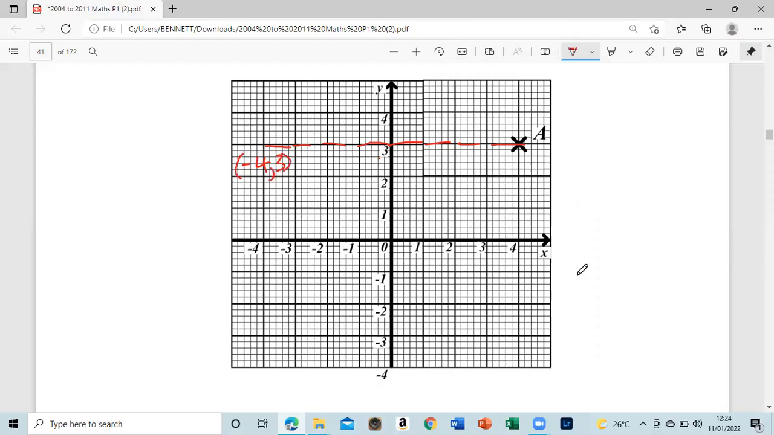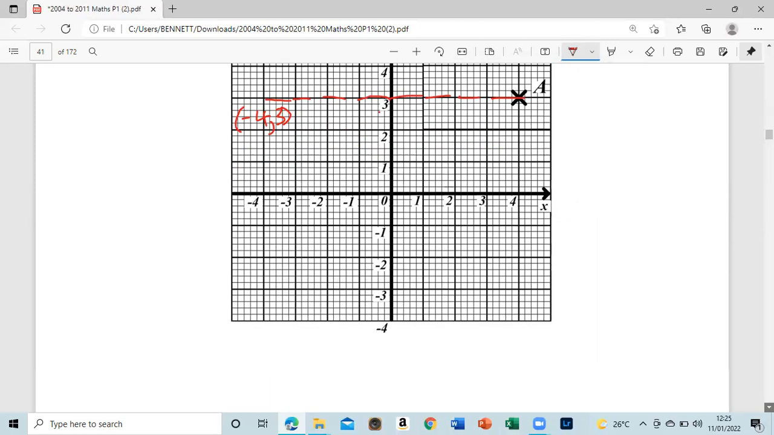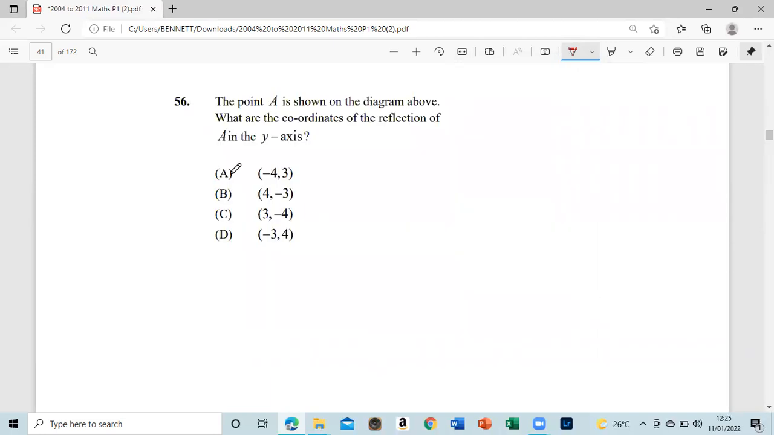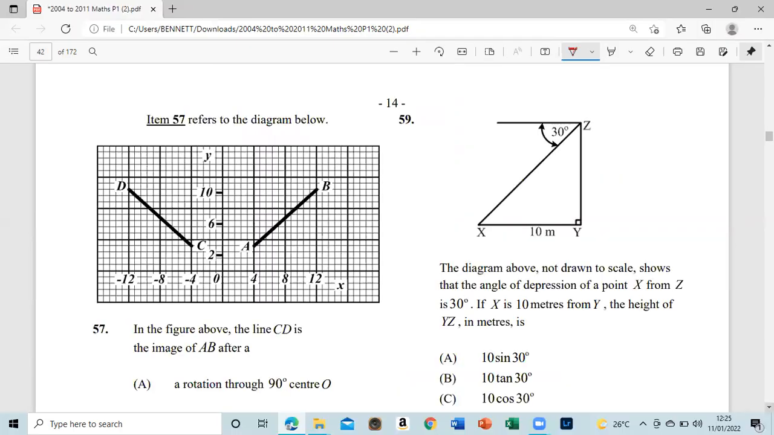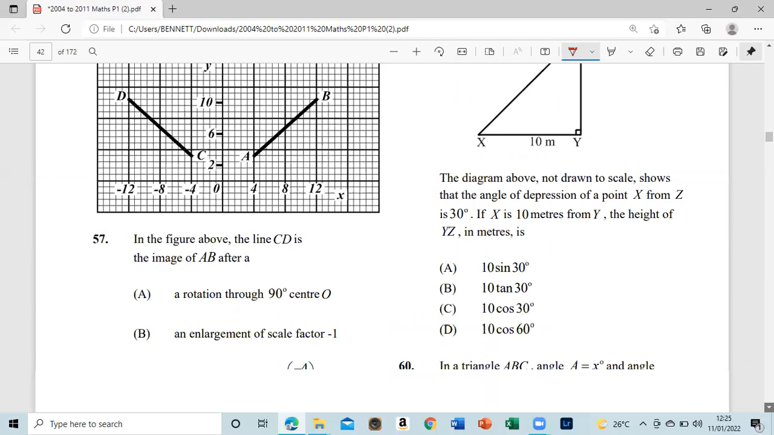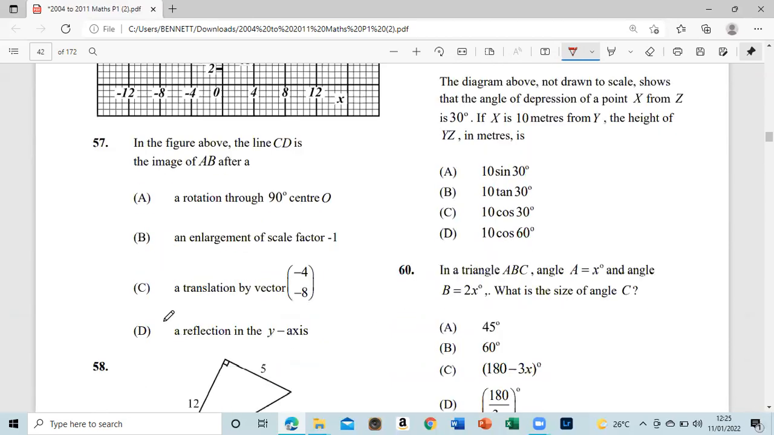Look down at the other section for that. All right, so it's A. Notice it said the y-axis. If it was the x-axis, it would be something different. In the figure above, the line CD is the image of AB after... So let me say CD, AB. C matches with A, so it's a reflection in the y-axis again. All right, so that is P.